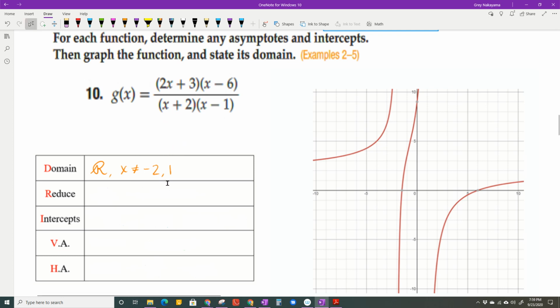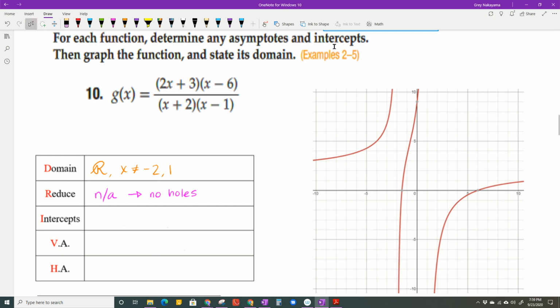Okay, these are the numbers. -2 and 1 are the numbers that make this undefined. So just pay attention to that depending on the question. Okay, reduce. Do I have any common factors on the top and the bottom? I do not. So if I have no common factors, that means I have no holes in my graph.